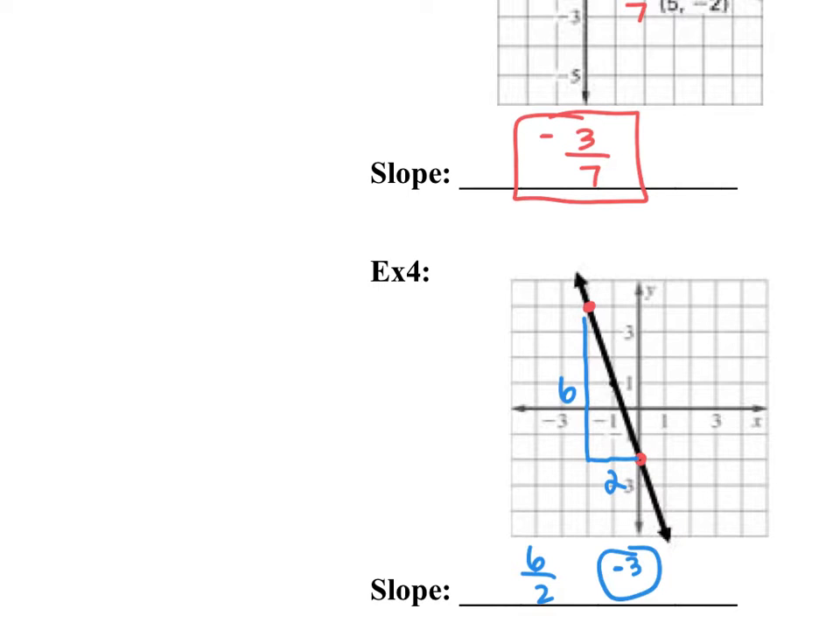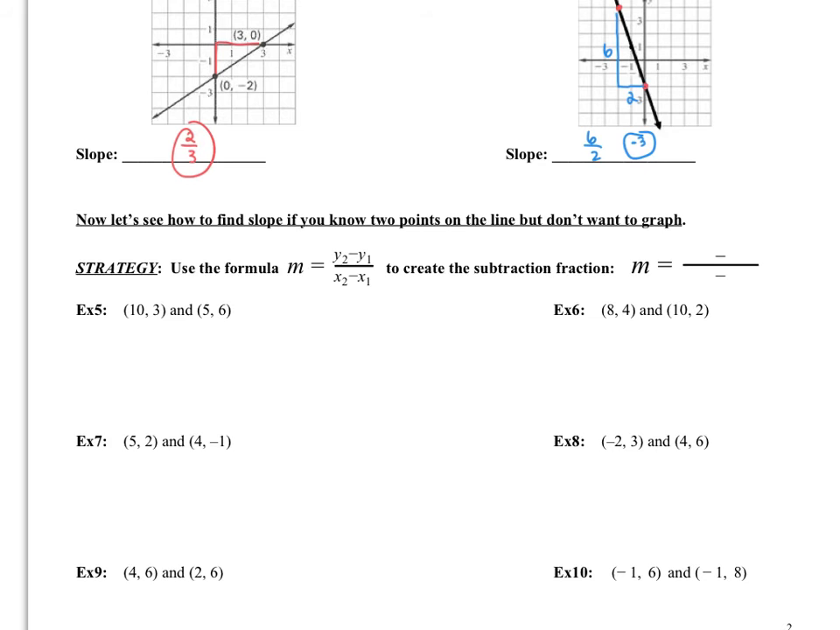Either way, the cool thing about a line, what makes something linear, is that regardless of which points you pick, any 2 points on a line, the slope between them will always be the same. So now we're going to figure out how do we find slope if we're given points and not a graph. Well, we could create a graph and plot these 2 points and then do rise over run, but that would take a while. Or instead we can use the subtraction fraction.